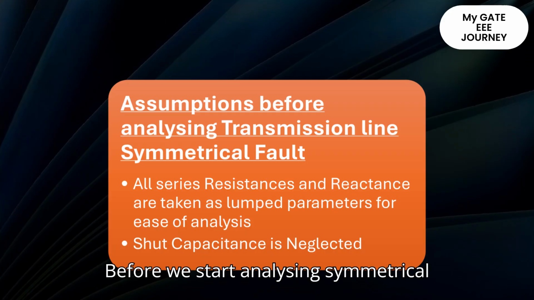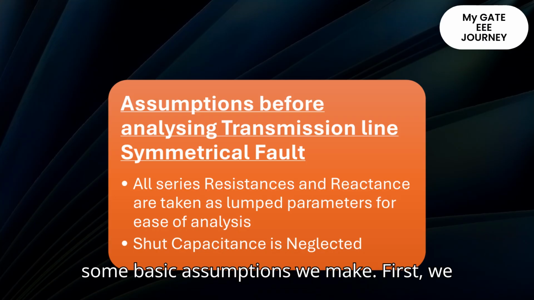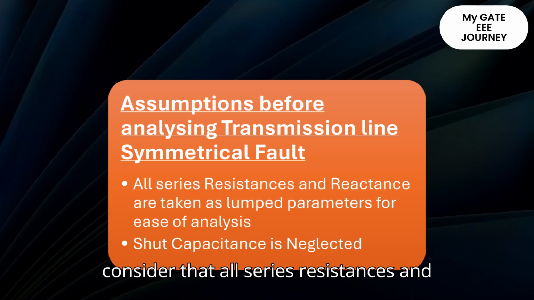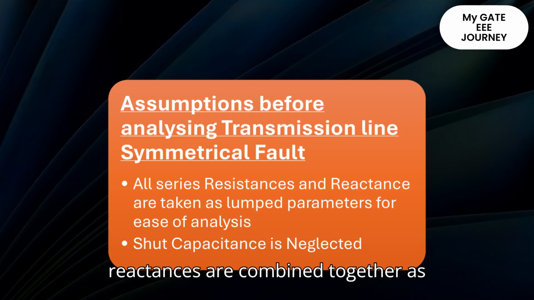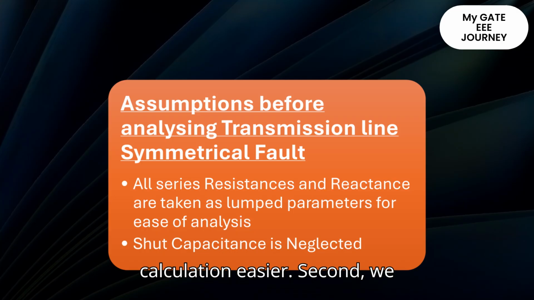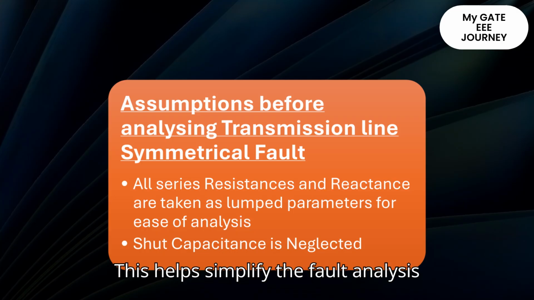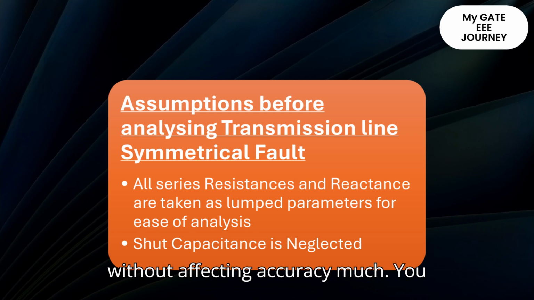Before we start analyzing symmetrical faults in a transmission line, there are some basic assumptions we make. First, we consider that all series resistances and reactances are combined together as lumped parameters. This makes the calculation easier. Second, we ignore the shunt capacitance of the line. This helps simplify the fault analysis without affecting accuracy much.